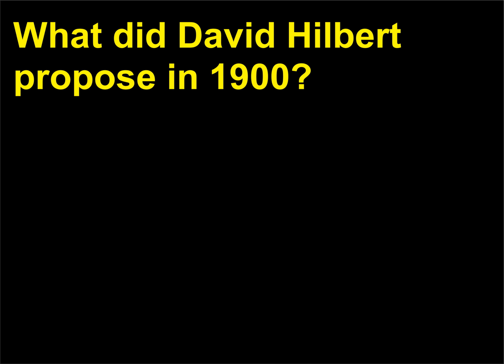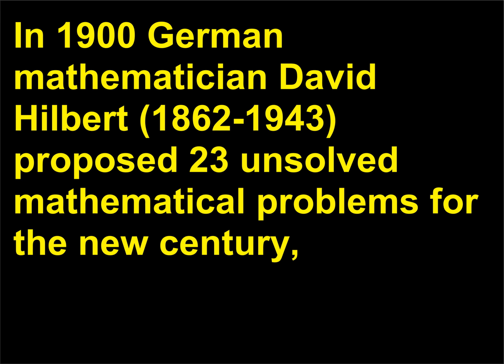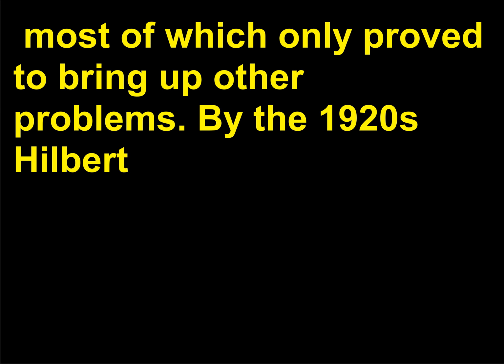What did David Hilbert propose in 1900? In 1900, German mathematician David Hilbert, 1862–1943, proposed 23 unsolved mathematical problems for the new century, most of which only proved to bring up other problems.